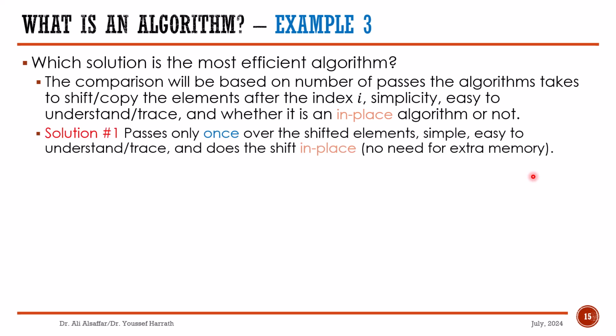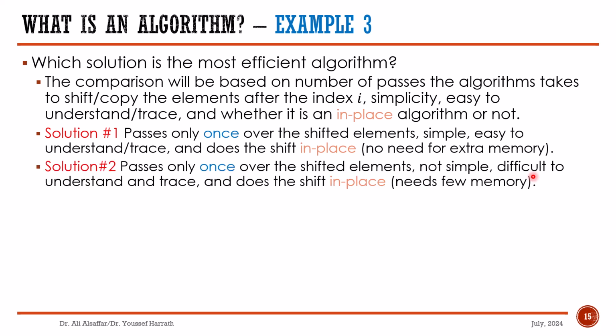For the first solution, the algorithm shift writes all elements starting from the end of the array. The algorithm uses a simple for loop that passes only once over the shifted elements. That's why it is considered simple, easy to understand, and trace. The algorithm is also considered as an in-place algorithm because it does not need any extra memory.